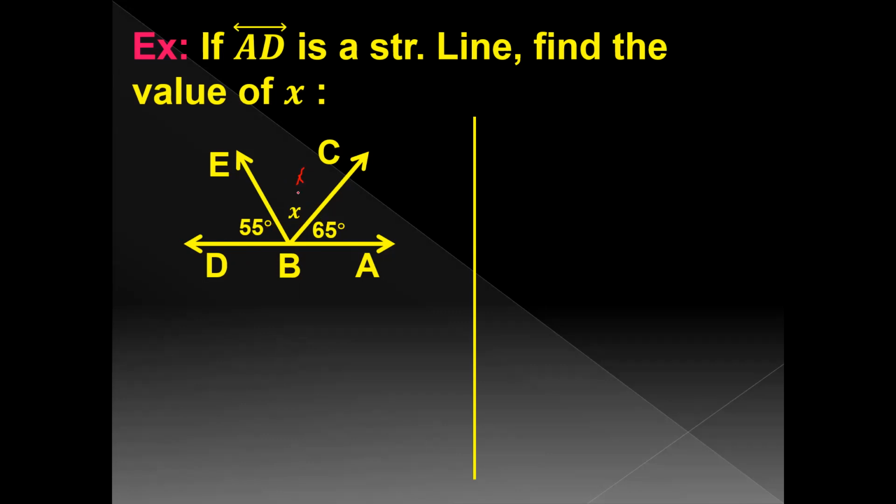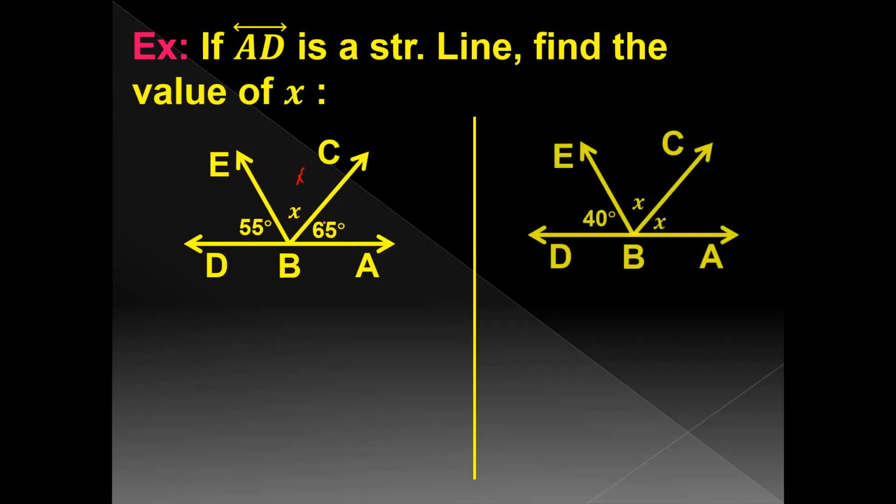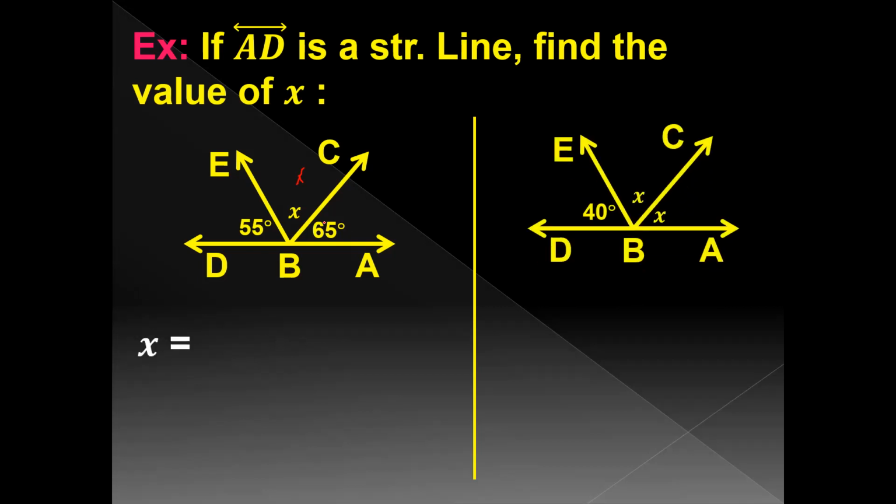To find the value of x, again, the three angles are supplementary angles because they are formed from a straight line and a ray with its starting point on the straight line. So their sum is 180 degrees. Can we find the value of x? Sure. By adding the other two angles and subtracting from 180 degrees. So the value of x will be 180 degrees minus (55 plus 65) degrees. So the value of x will be 60 degrees.